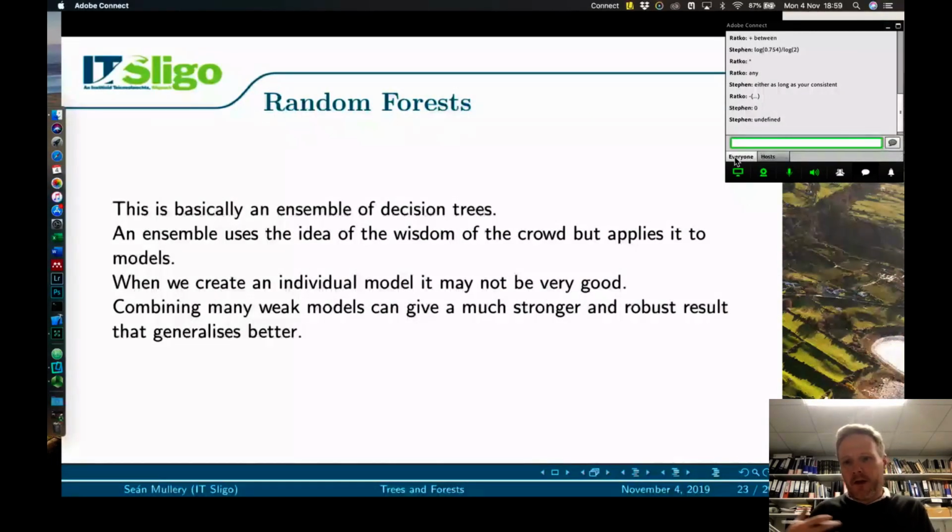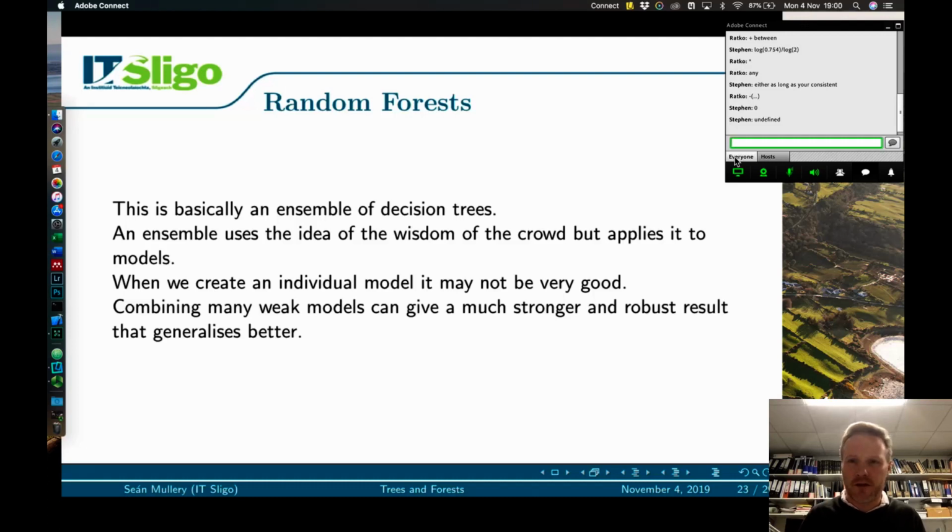Okay. This brings us on to the final section of the lecture tonight, which is called Random Forests, where we take lots of decision trees somewhat randomly, and we look at the results of them together to see what result we get. So this is basically an ensemble of decision trees. This word ensemble pops up all over the place as well. It's where we use multiple models together and have some form of voting system amongst them as to the result that we get. So an ensemble uses the idea of the wisdom of the crowd but applies it to models.